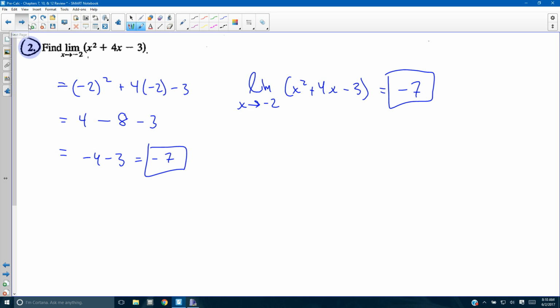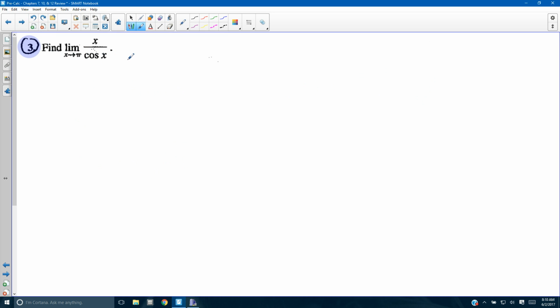Number 3, find the limit as x approaches pi of x over cosine of x.